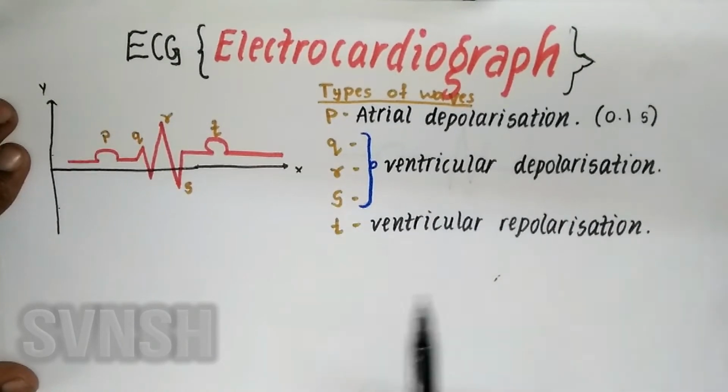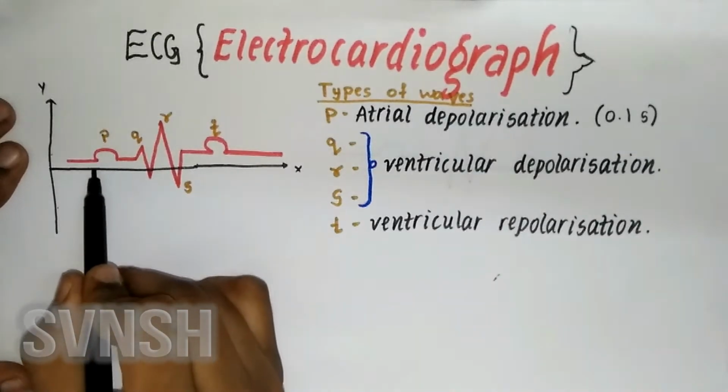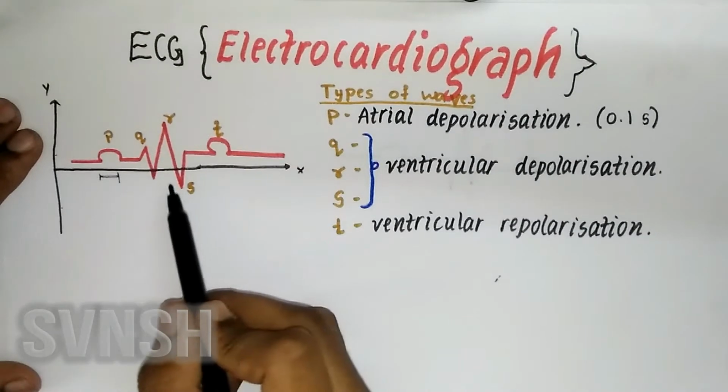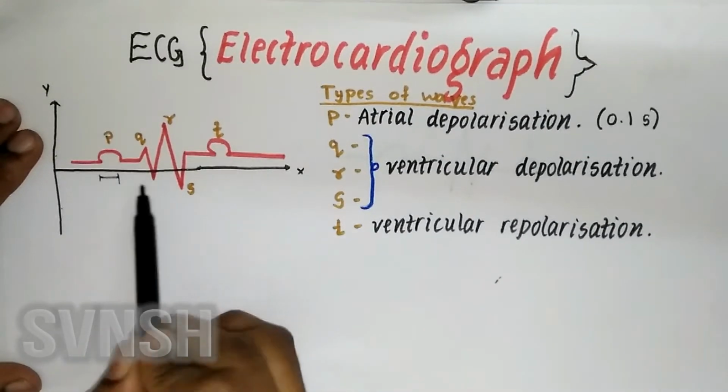Now this interval, from here to here, is called the PQ interval, because it appears between the P and Q wave.